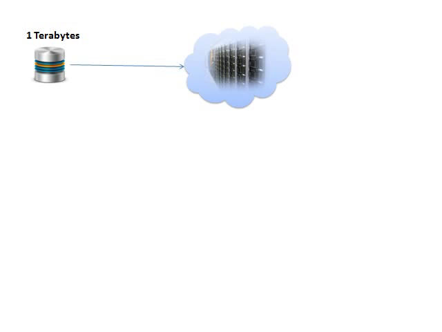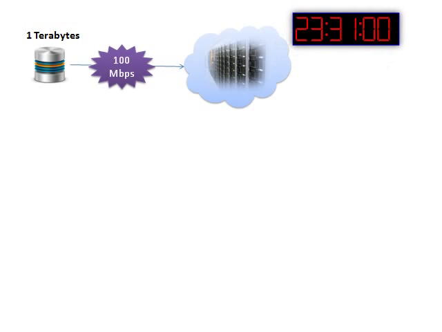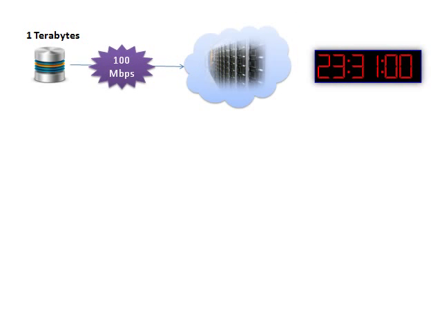So let's take a look at the first option, that's uploading your data over the internet. Let's say you have 1 terabyte of data to upload to the cloud, and your ISP provides you a 100 megabits per second sustained upload speed. Now that sounds like a pretty good upload speed, right? Well, it turns out that you'll need just under 24 hours to upload 1 terabyte, and that's assuming your connection never drops or slows down.